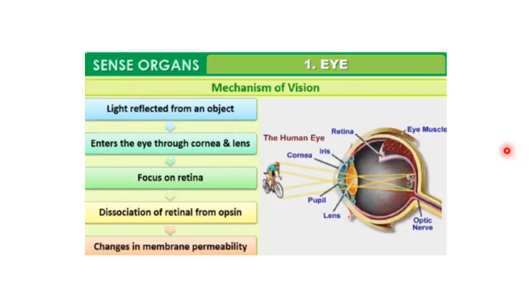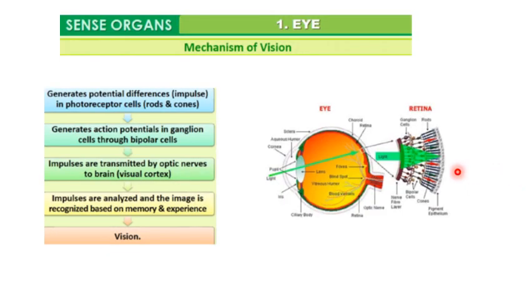Now how do we see the objects? The light is first reflected from an object, then it enters the eye through the cornea and the lens. All of this is focused on the retina. Because of this, there is dissociation of the retinal from opsin. This changes the membrane permeability, and a potential difference is created in the photoreceptor cell.